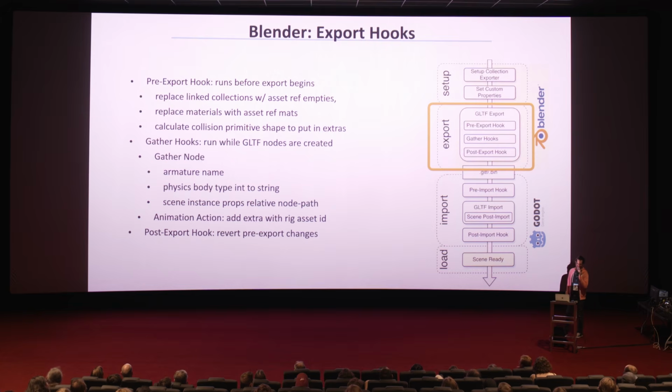We also calculate some primitive shapes. The other set of hooks we use are the actual gather hooks. These are used for cleaning up and expanding the data. Some of the simple things we do, when you duplicate a rig, you end up with an armature and an armature.001. We strip off that 001 so your animation tracks actually line up.